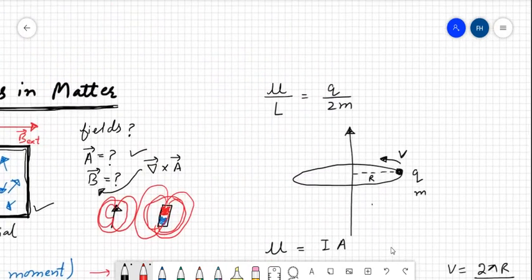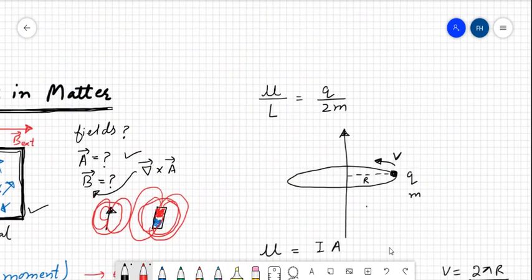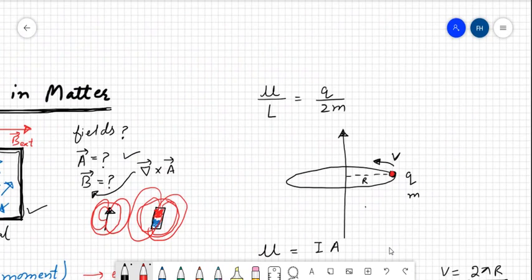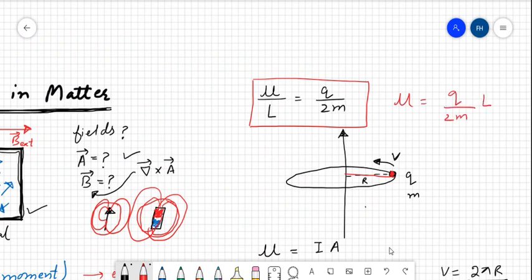So this is the relationship that I want to derive. For that I will take a very simplified situation: I have a charge q of mass m which is rotating in a circular orbit of radius r with a velocity v, and I want to find out this relationship, mu by L equals q by 2m, or mu equals q by 2m times L, where this q by 2m is denoted by gamma. So it's simple.